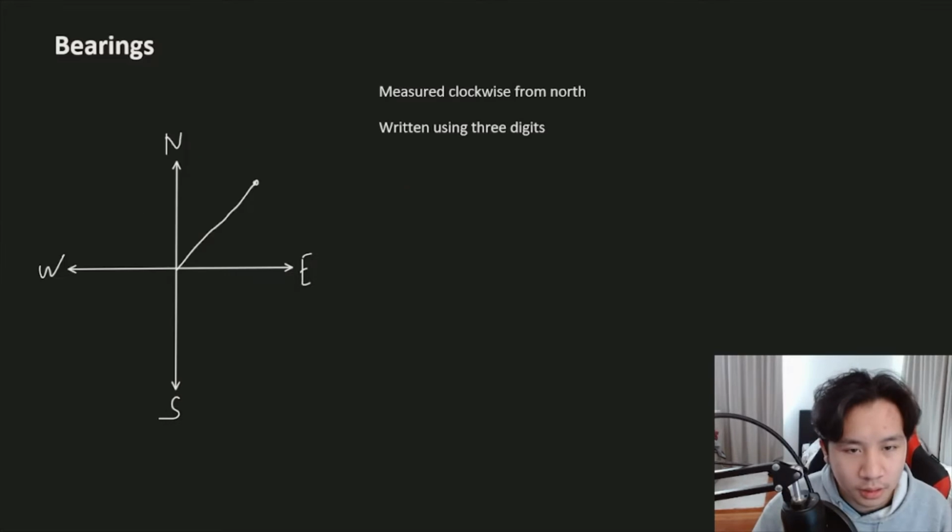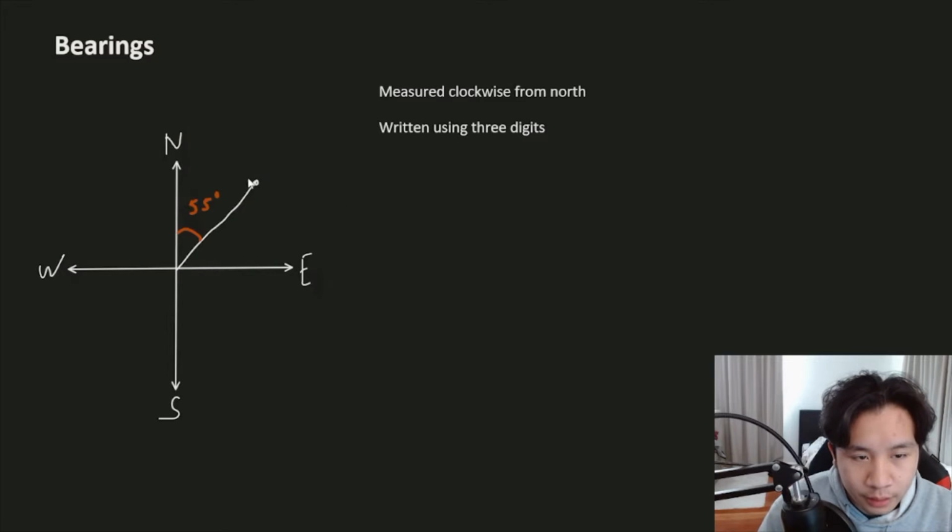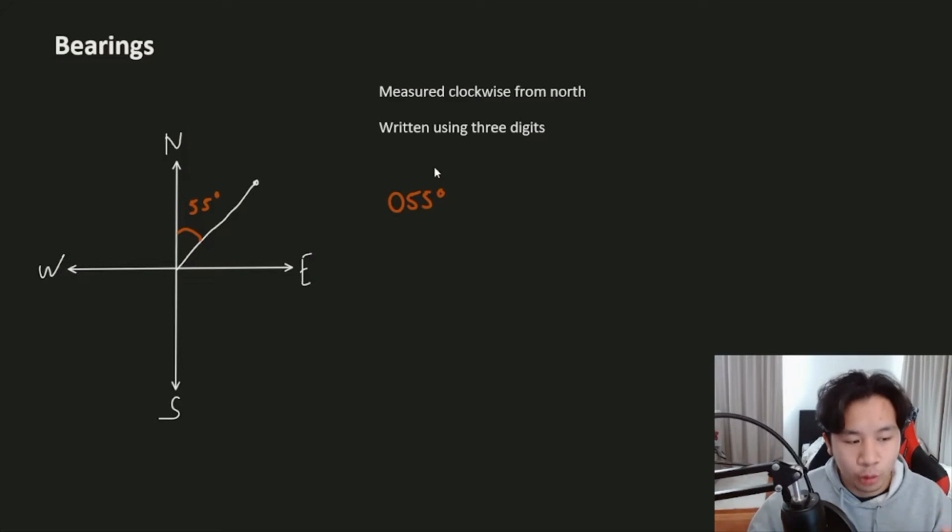One thing to also note is that bearings are written with 3 digits. So if you had this, and this was like 55 degrees, then the bearing for this point right here would be 055 degrees. So just remember, you always need to have 3 digits.